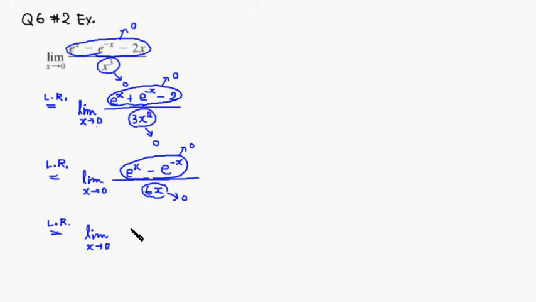The derivative of e to the x is e to the x. Minus the derivative of e to the negative x is e to the negative x times negative 1, so make that positive. The derivative of 6x is 6. Then plug in. On top you have e to the 0 is 1 plus another e to the 0, so 1 plus 1 is 2, and the bottom is 6. So this is 1/3.